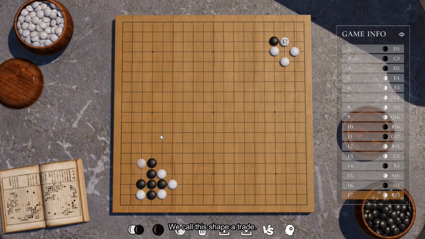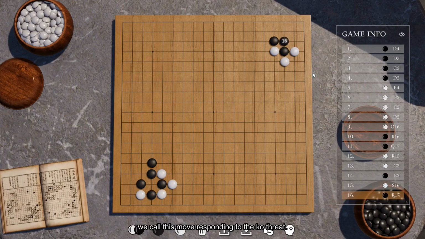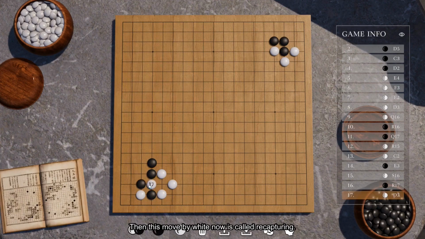We call this shape a trade. If black thinks the value of this KO is very large and black plays a move here, we call this move responding to the KO threat. Then this move by white now is called recapturing.